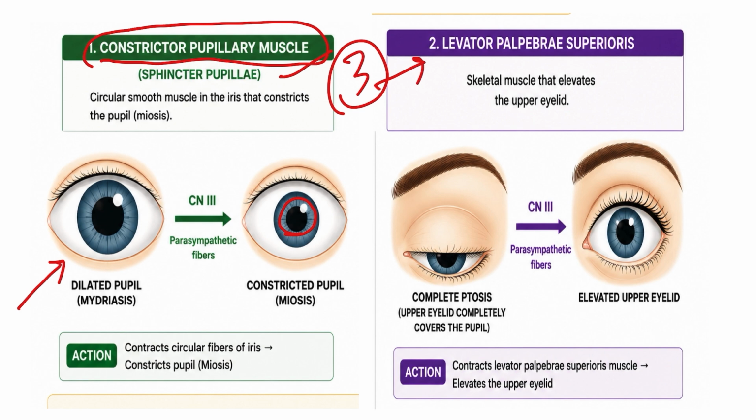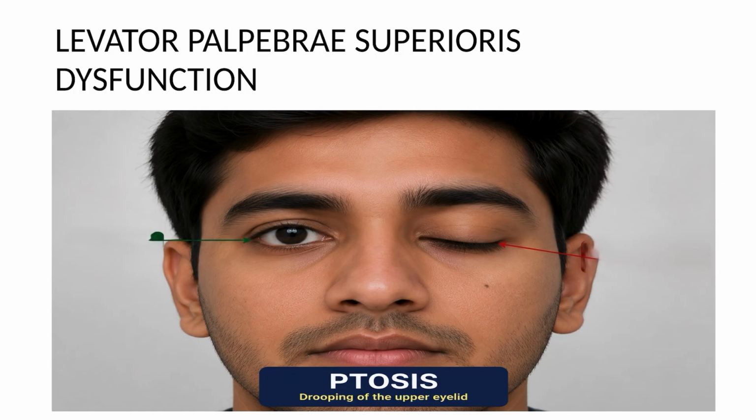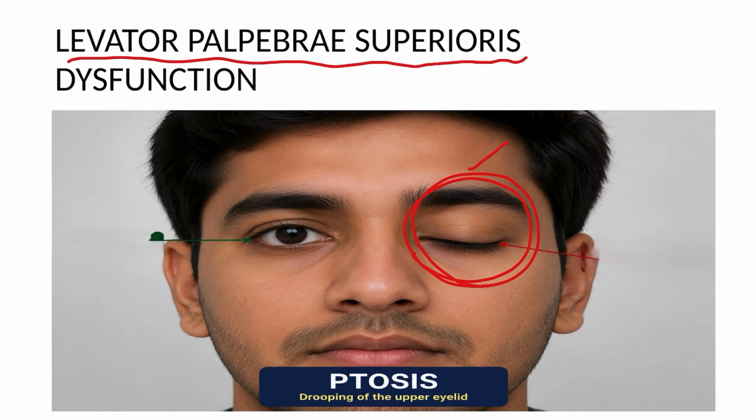The third nerve also supplies another muscle called the levator palpebrae superioris. This muscle elevates the upper eyelid. When the muscle is intact, the person will be able to open the eye normally like this. When the third nerve is affected and the levator palpebrae superioris becomes weak, the person will end up having ptosis. So this is again an image where the person is having complete ptosis. This is because of the weakness of the levator palpebrae superioris muscle, which is supplied by the third nerve. So the patient comes to us like this.